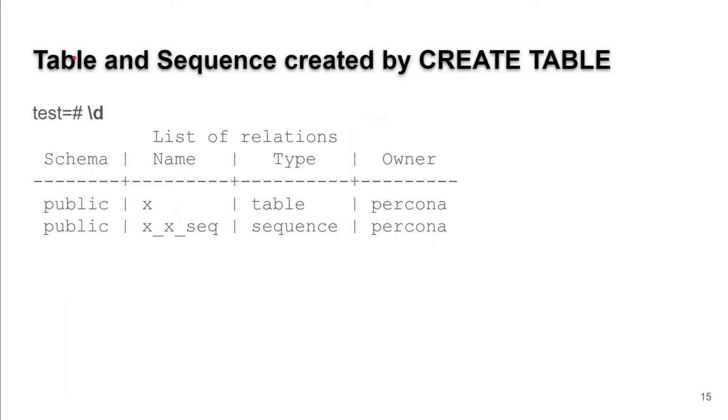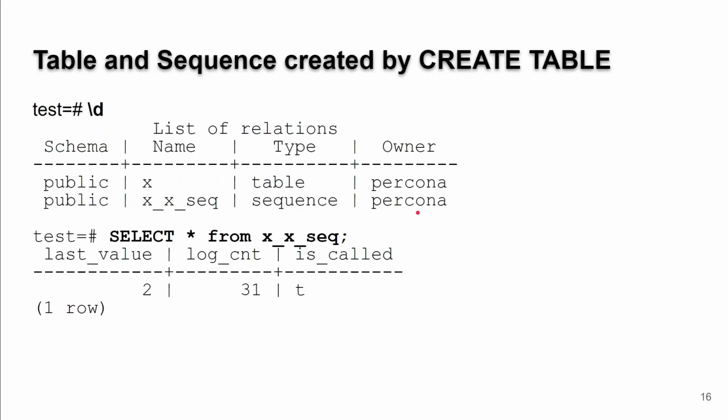Now, the table and the sequence were created at the same time when we ran the create table. And if we do a /d on our test directory, we see that we have these schemas are in public view. We have the name of the relations. This is our table X, and this is the sequence on X column on table X. And of course, this tells us it's a table, it's a sequence, and the owner of the account that I used to create these. Now, if we go out there and we select star from that sequence, the last value is 2. And I'm not going to cover that right now.